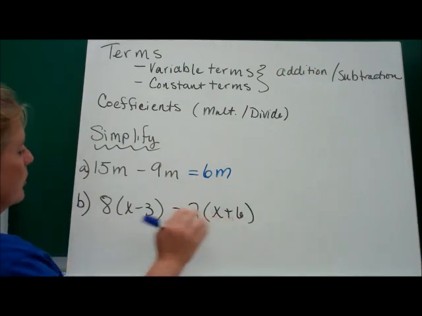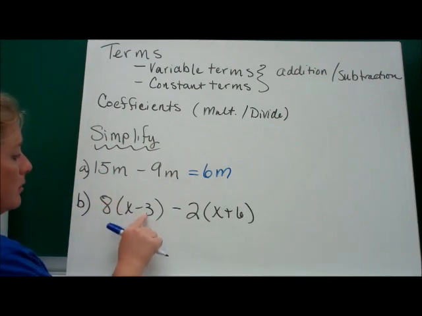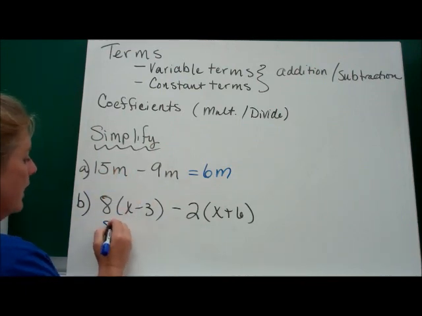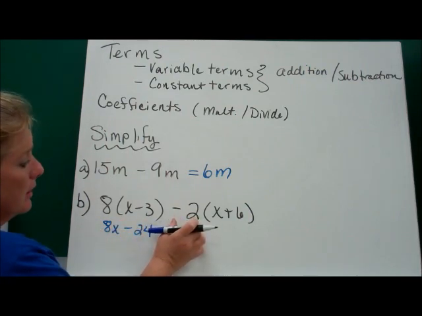Now we're going to distribute. Here is the distributive property. We're going to say 8 times x and 8 times negative 3. So it's 8x minus 24. This one gets a little tricky.